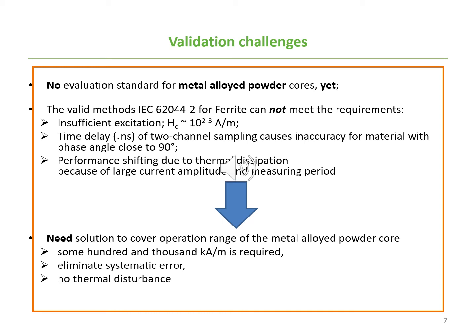The third point is the performance shifting due to thermal dissipation, because a large current amplitude is in process and the measuring period is long enough to accumulate energy. And that energy heats up the measuring devices. So what we need is a solution to cover the large operation range of metal alloy powder core. Some 100, even 1,000 kiloamps per meter is required. We need to eliminate the systematic errors between the two channels. And we need to limit the thermal disturbance to the minimum.